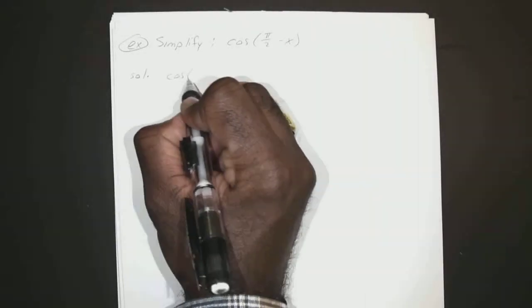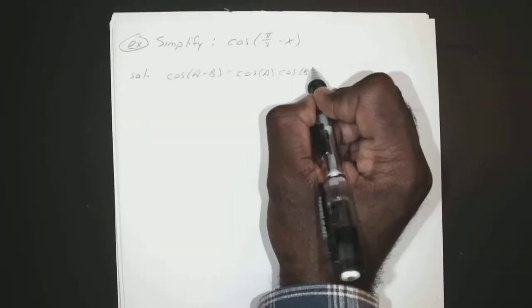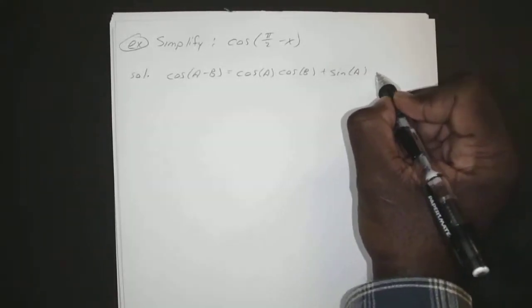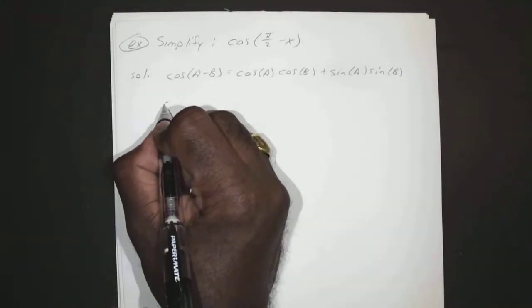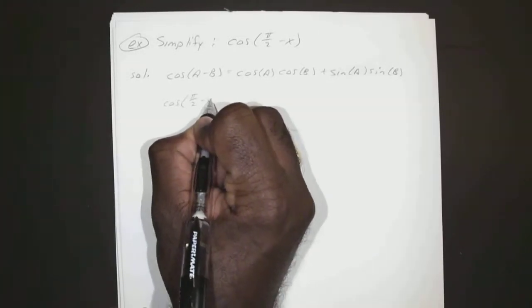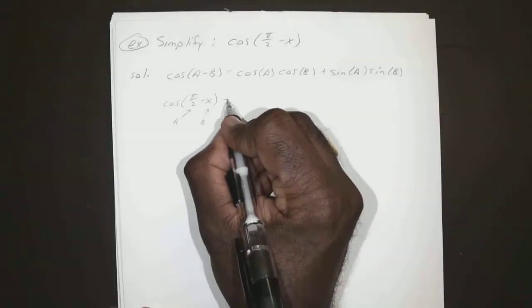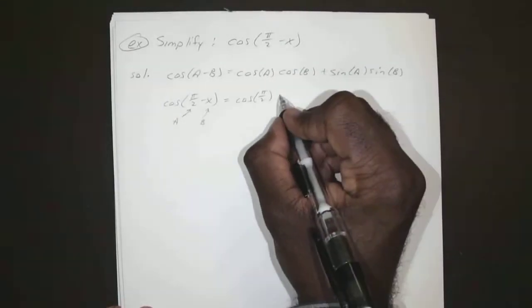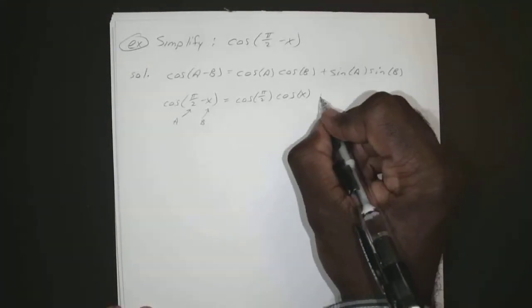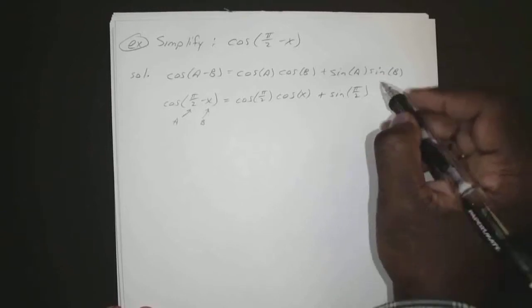Okay, so remember our formula, cosine of A minus B equals cosine of A times cosine of B plus sine of A times sine of B. So if we have our cosine of pi over 2 minus x, where we'll let our pi over 2 equal A, and our x is B. If we plug those in, cosine of pi over 2 times cosine of x plus sine of pi over 2, we'll clean that up, times sine of x.